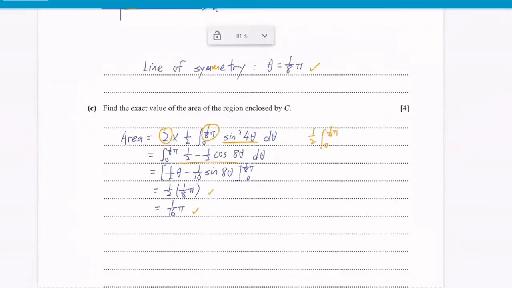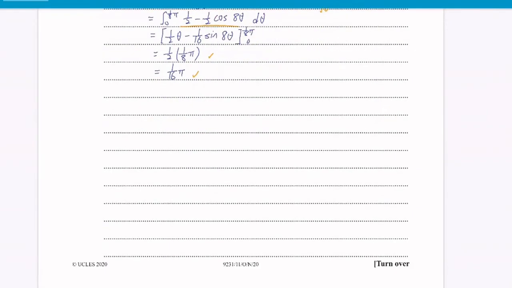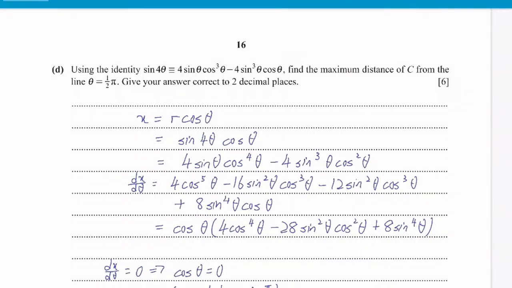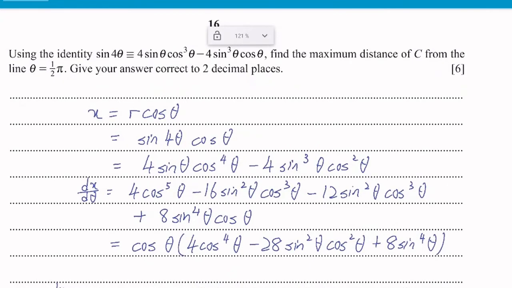So after that, we use this identity to find the maximum distance of the C from the line theta equals half pi. Give your answer correct to 2 decimal places. We see they are asking again for the maximum distance from theta equals 1 over 2 pi.